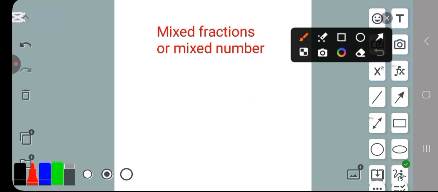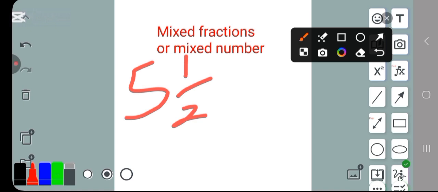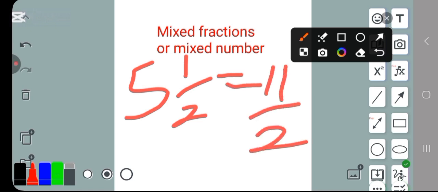Another mixed fraction converted to an improper fraction: 5 whole number, 1 over 2. The denominator 2 times the whole number 5 gives us 10. Plus the numerator 1, 11. We have 11 over 2. That is how we convert the mixed fraction into an improper fraction.